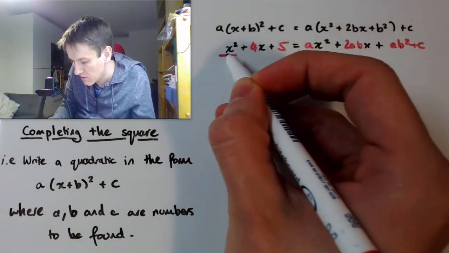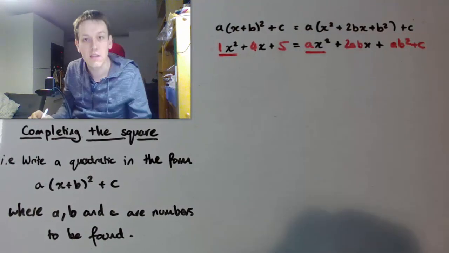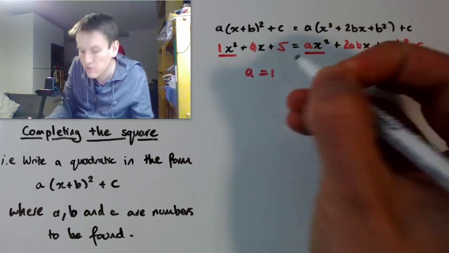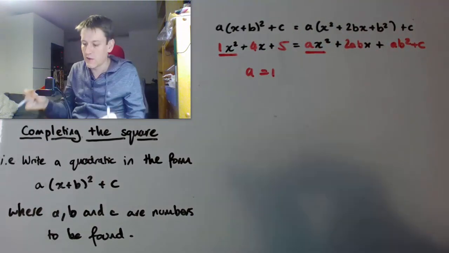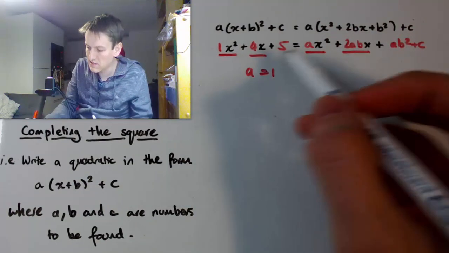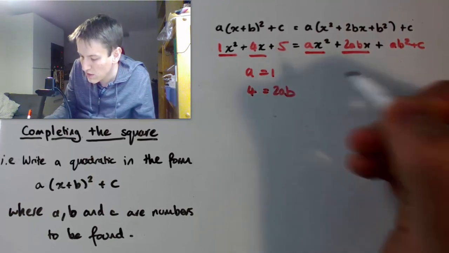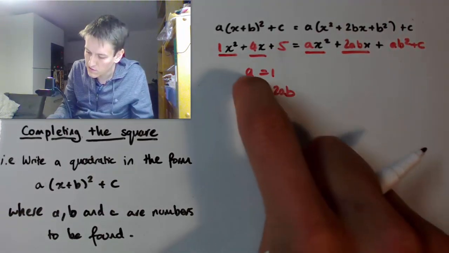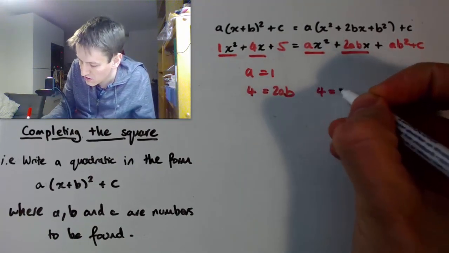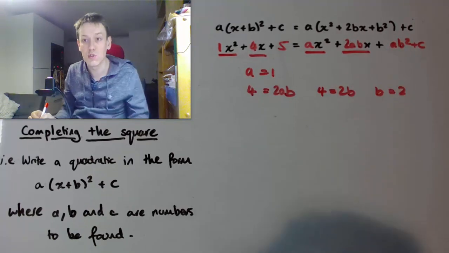So here I've got something times x squared. You could think of this as 1 times x squared. That's got to be the same as a times x squared, so that just means that a has to be equal to 1. Now I look at the next one, I've got 4x and 2 times a times b times x. If those coefficients are going to be the same, I need 4 to be equal to 2ab. But we've just found that a is equal to 1, so that means that 4 equals 2b, which gives us b equals 2.